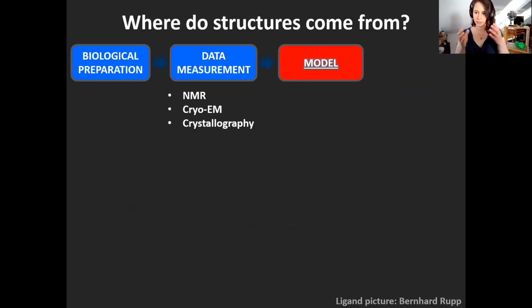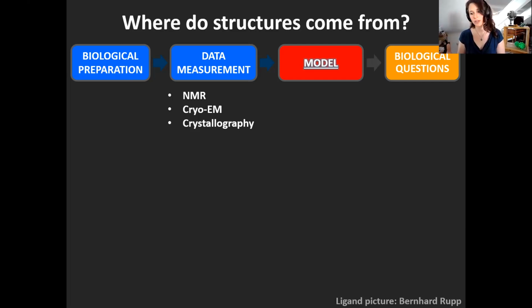But then for the interpretation of these measured experimental data, which constitute the result of the experiment, we need a model, typically a molecular model consisting of individual atoms. And only if we have that model can we answer the big biological questions that may follow, such as, for example, how does the coronavirus bind to the host cell?